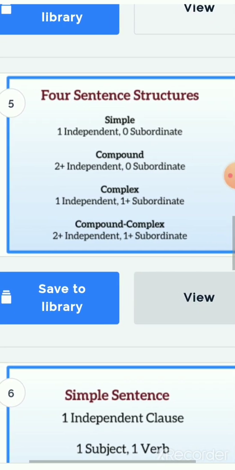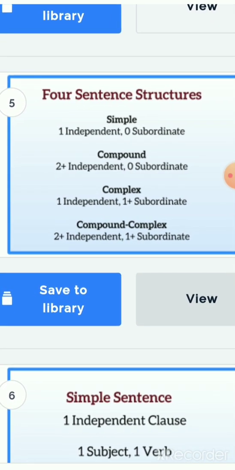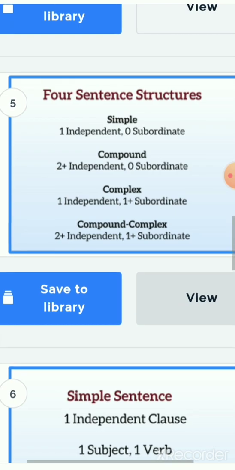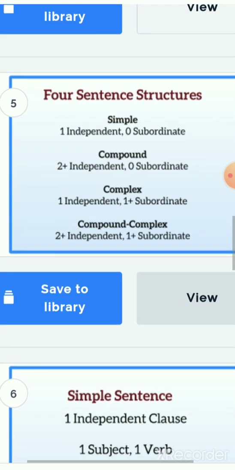Now, we have four sentence structures, or four kinds of sentences. We have simple, compound, complex, and compound complex. A simple sentence is one independent clause and zero subordinate clauses. A compound sentence is two independent clauses joined by a conjunction. While the complex sentence is one independent clause and one subordinate clause.